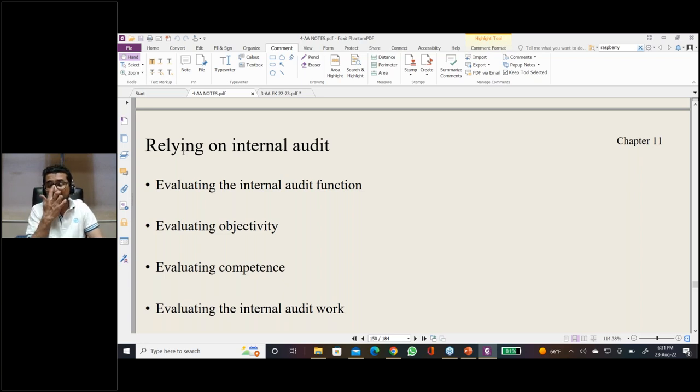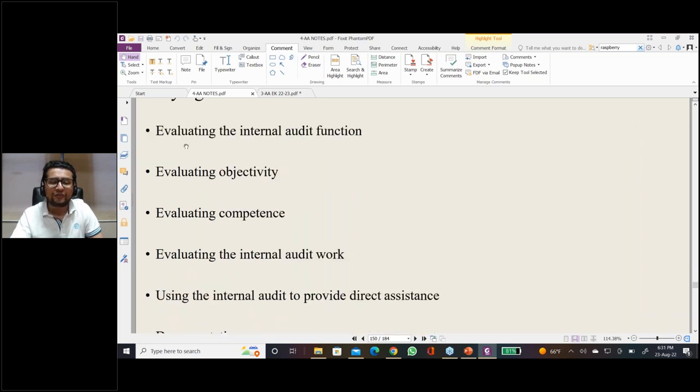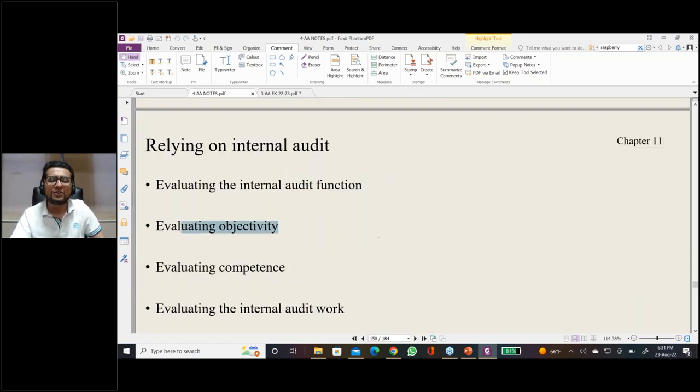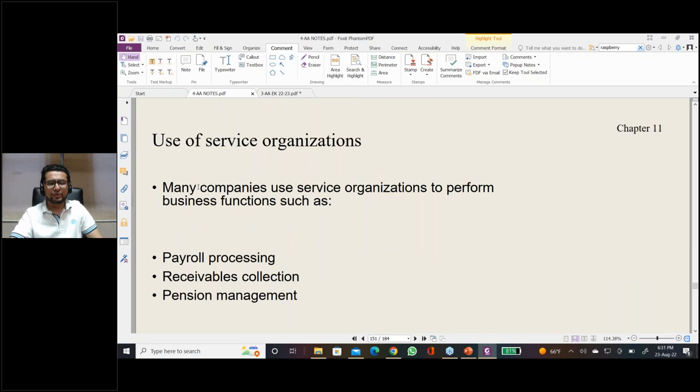Can you rely on the work of the internal audit as an external auditor? Yes, I could rely on the work of the internal auditor, provided that I am confident that the internal audit function is well managed, with good enough competence. They are not biased. Their objectivity is intact. Their work is well documented and well organized. And then I can rely on the work of internal audit.